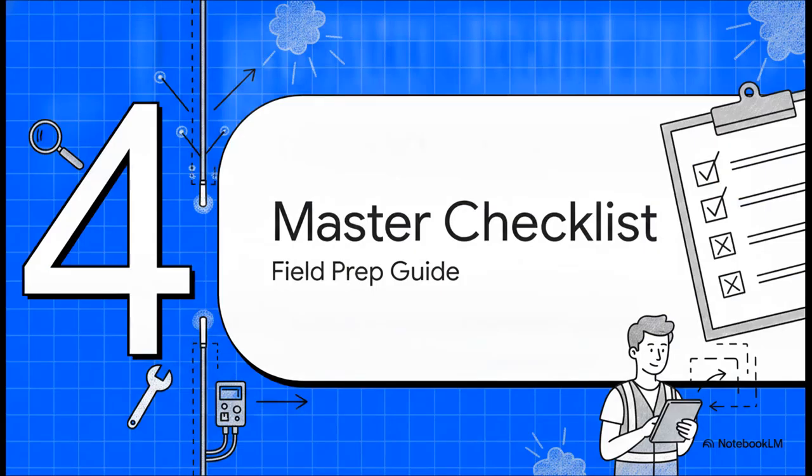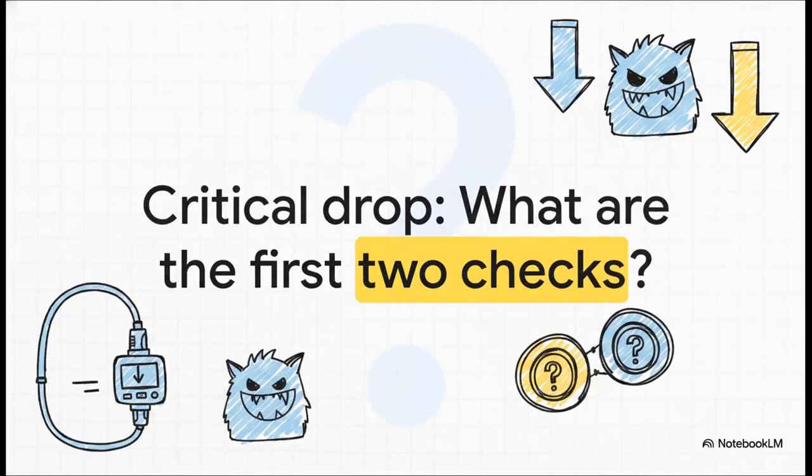Which brings us to our final section, the last mile master checklist. Let's lock in this knowledge. Before I just hand you the checklist, I want to challenge you. Let's do a quick diagnostic quiz straight from the field scenarios. Imagine you're out there, you plug in, and your meter shows a critical drop of -29 dBm. What are the very first 2 things you inspect?